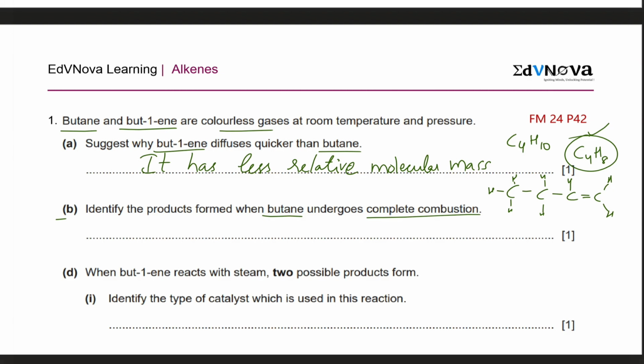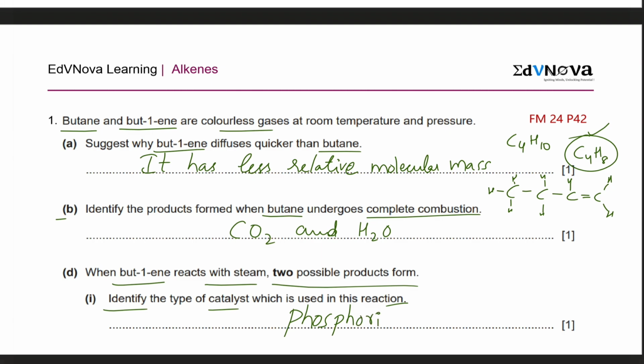Now, identify the products formed when butane undergoes complete combustion. Complete combustion of hydrocarbons always gives carbon dioxide and water. Okay. When but-1-ene reacts with steam, two possible products form. Identify the type of catalyst which is used in this reaction. When we are reacting steam with an alkene, we use phosphoric acid. Please remember this, it is important. Phosphoric acid.